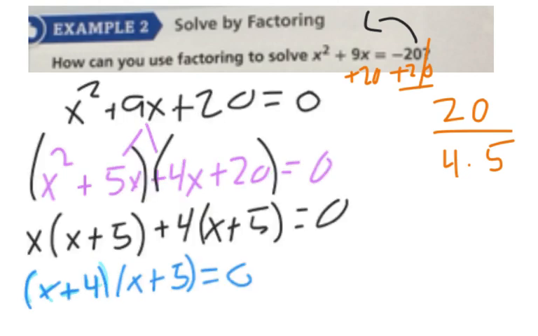Now what does it look like? What we just did. Exactly. 2 things multiply to be 0. Which means either the first thing is 0 or the second thing is 0.